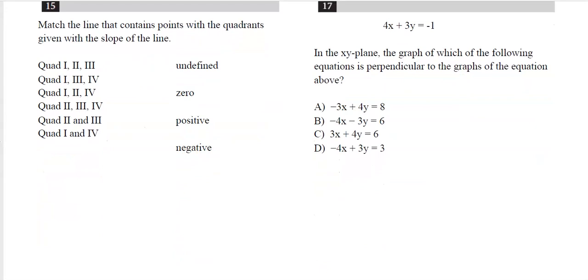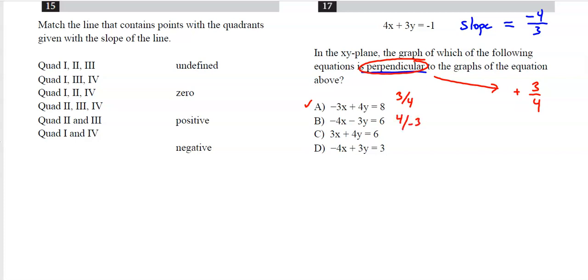Number 17. What do we got to do here? Same question, but we need to be perpendicular. So first of all, let's figure out the slope of the line given. Opposite of A over B. Sweet. Now, for me to be perpendicular, my slope has got to be the reciprocal, and it needs to be positive. So I'm looking to see where a positive 3/4 is. Well, for part A, opposite of A over B, man, it looks like I got it. Because this one is opposite of A over B, no. Opposite of A over B, no. Opposite of A over B, no. So it looks like the correct answer there is A.